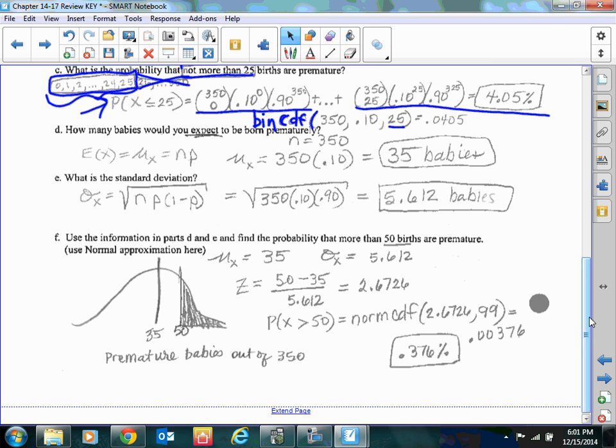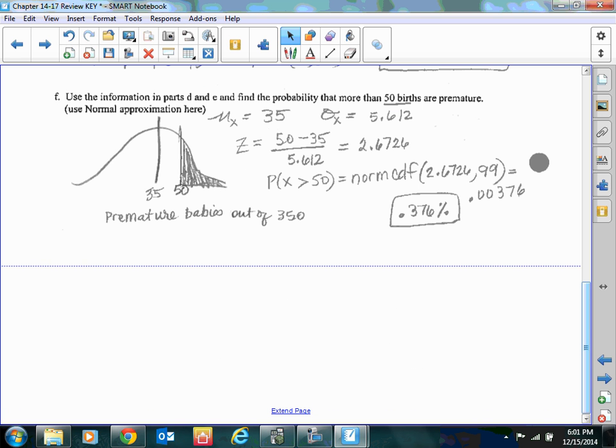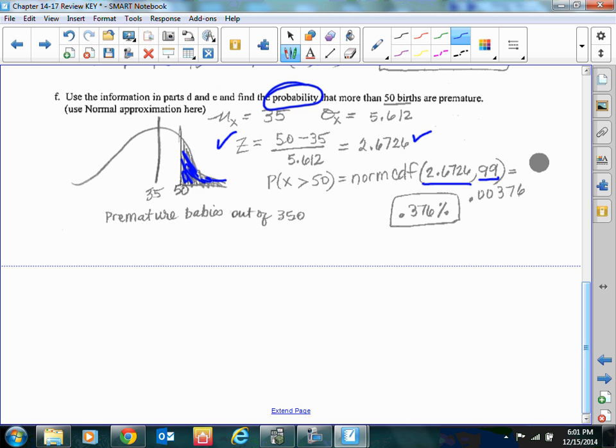And now let's do a normal approximation. Probability of having 50 births that are premature. And here we're using the normal approximation. So I'm using mean is 35, standard deviation is 5.61. I do a z-score. My z-score is 2.6726. And since I am finding the probability, the proportion of observations, this percentage, use normalcdf from low z to high z. And again, I'm going out to positive infinity since it is a more-than problem. That comes out to 0.376%.